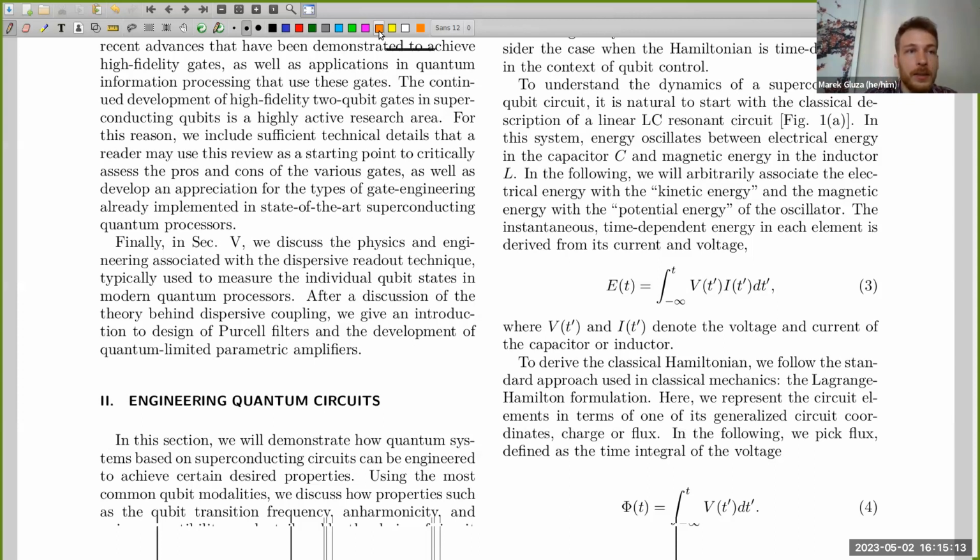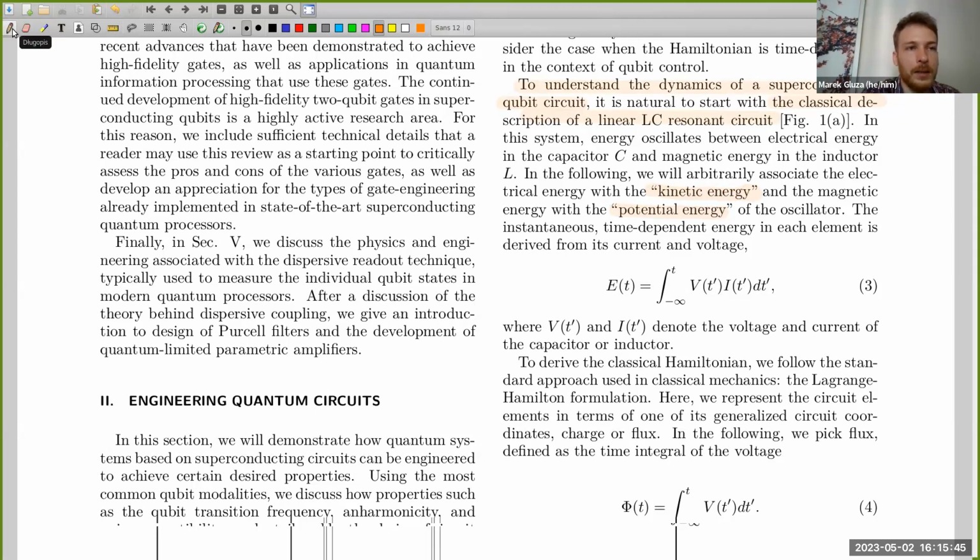In this section here, there will be something which is interesting, and I will hint you towards that, this potential and kinetic energy of superconducting qubits. And the review is written well because it says to understand the dynamics of superconducting qubit circuit, we will start with the classical description of the linear LC circuit. And then what we will see is that there is a lot of talk about quantization of LC circuits.